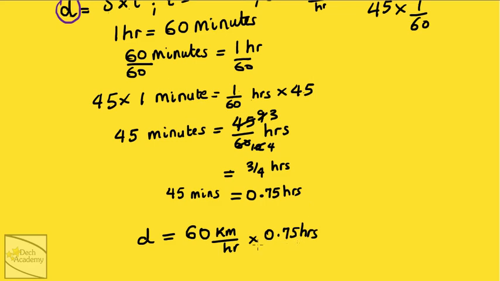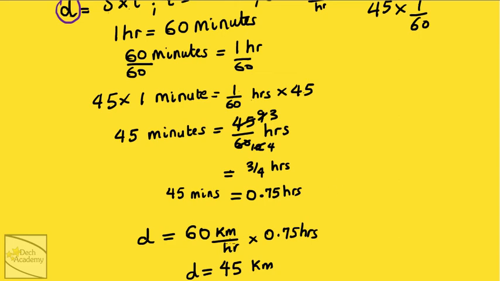So what's 60 times 0.75? Well, 60 times 0.75, which you can work out. So try working that out, and you should get 45. And then we have our units, kilometers per hour and hours. So what is the unit of distance? You can see here, kilometers. So you know that it's 45 kilometers.